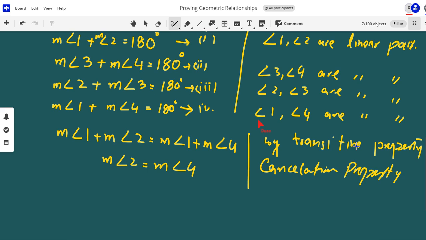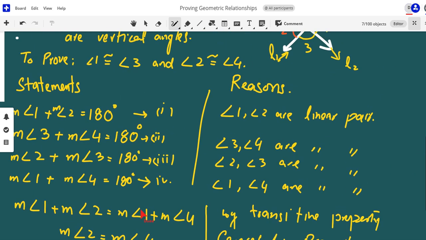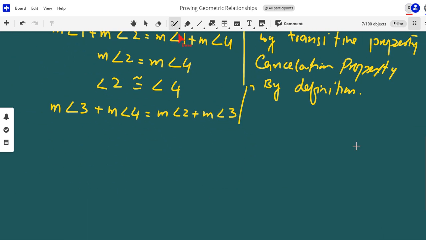So I can get measure of angle 2 equals measure of angle 4, because measure of angle 1 is present on both sides, right? So I can apply the cancellation property. Okay, now that means angle 2 is congruent to angle 4 by definition of congruency. Similarly, we can get from equation 2 and equation 3, by applying the transitive property, measure of angle 3 plus measure of angle 4 equals measure of angle 2 plus measure of angle 3. Okay, so I can cancel out.